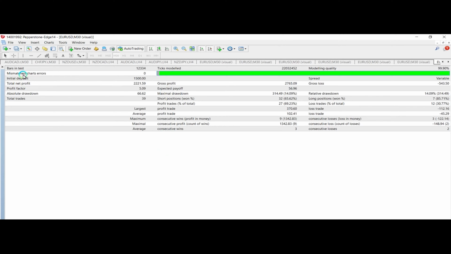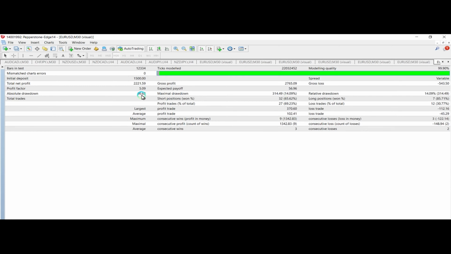As you see, the mismatched chart errors are 0, and our modeling quality is very good, so it is reliable data. Our drawdown is not so bad. It is 14%. Actually, it is really good compared to scalpers and martingale systems.